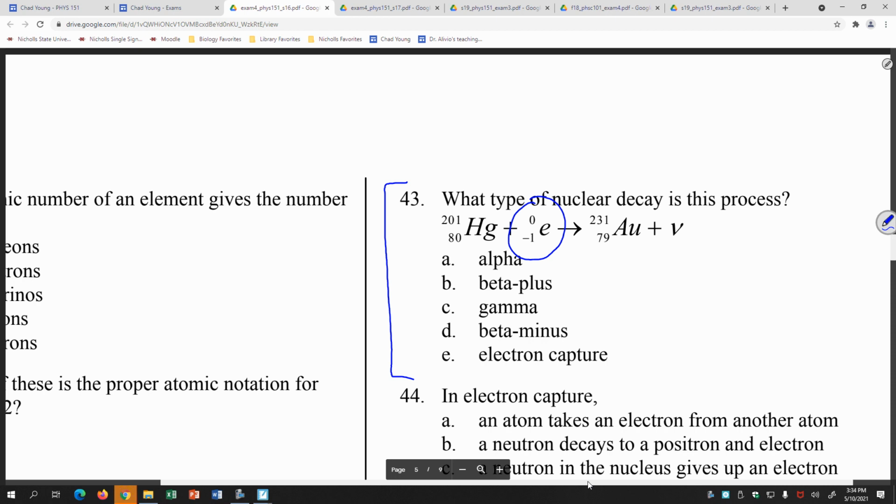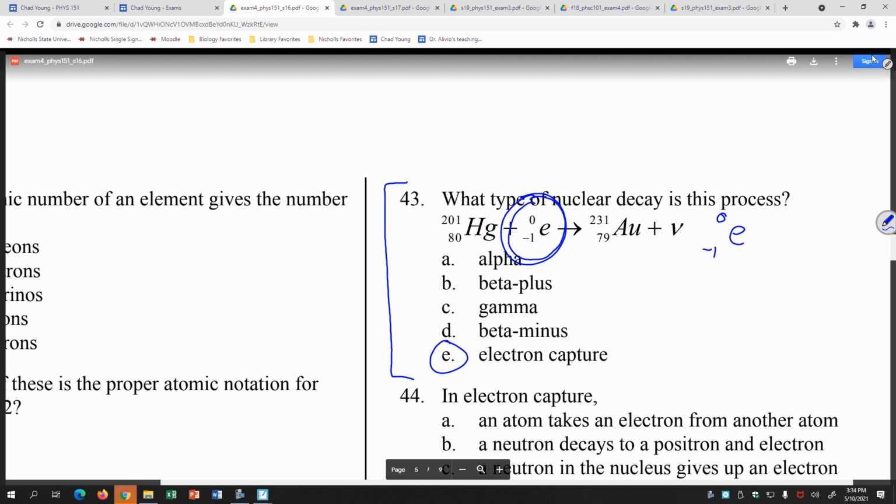So I know that because this is on the left-hand side of the equation, it has to be electron capture. The only other one it could be would be beta minus, but if it was beta minus, it would have the beta minus particle over here. You're actually emitting that beta minus particle. So you'll have one like that. I'm pretty sure there's one where I just ask you, what type of decay is this?